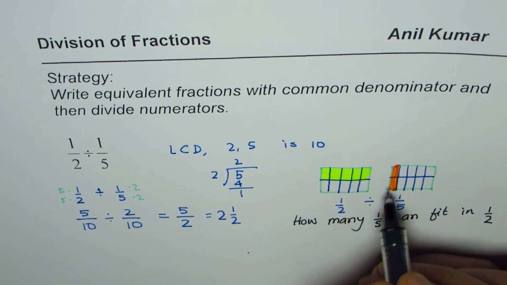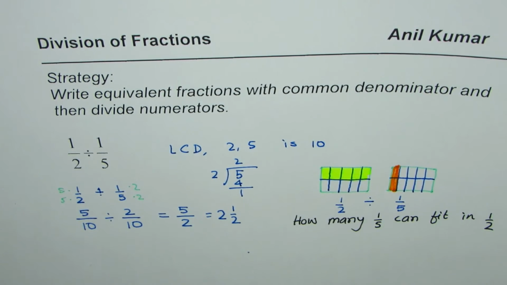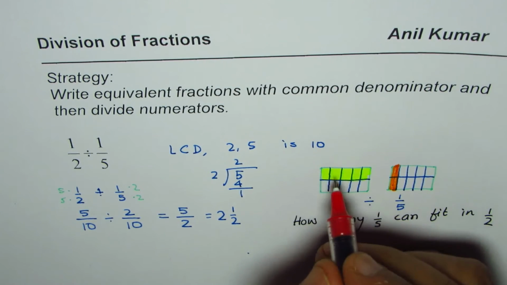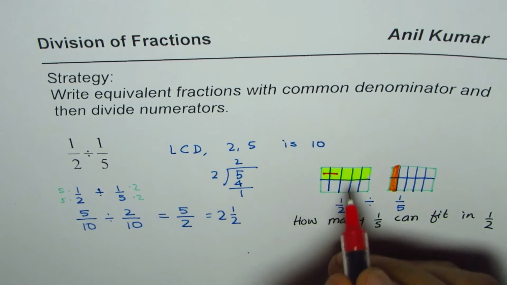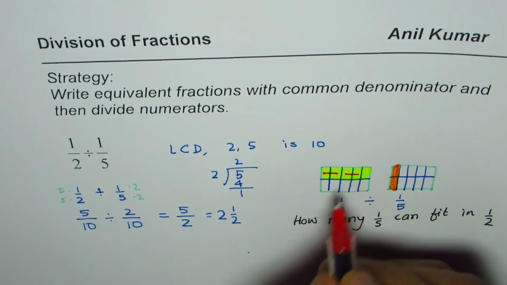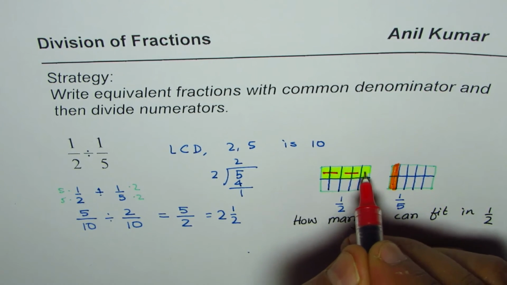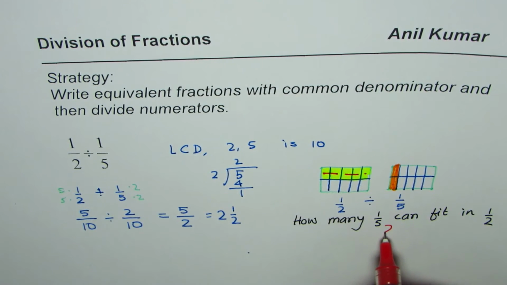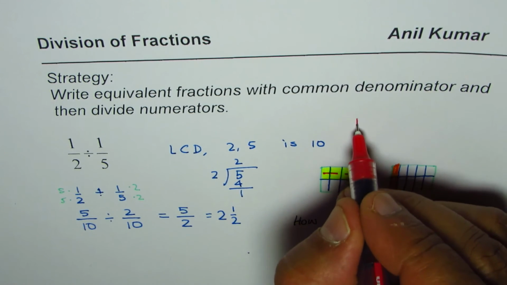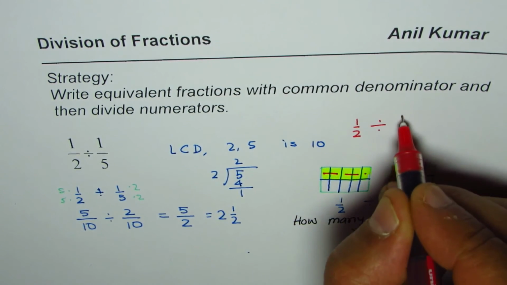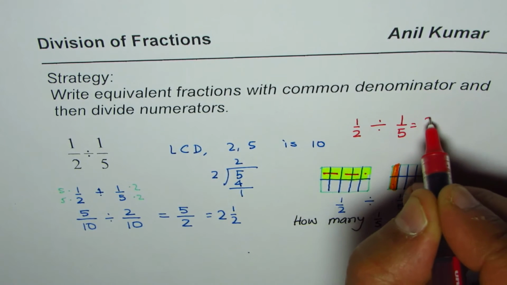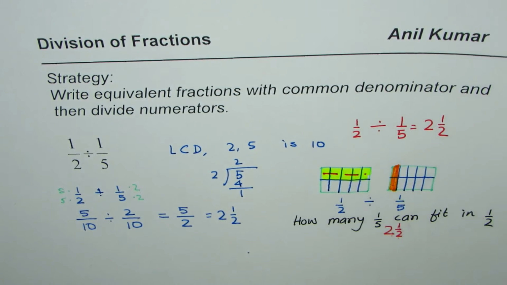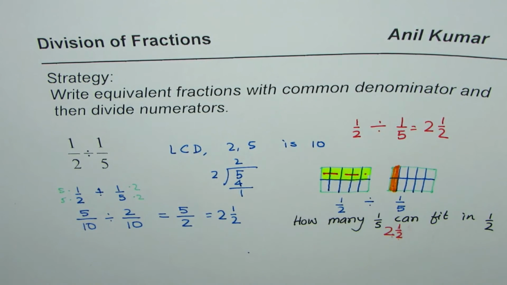So we have to fit these two. These two can fit 1, right? And then again one more, that means 2. And only half of it can fit here, right? Therefore, we know 2.5 can fit. Do you see that? And therefore, we can write down 1/2 divided by 1/5 is equal to 2.5. So that is how we can get the solution using the area model.